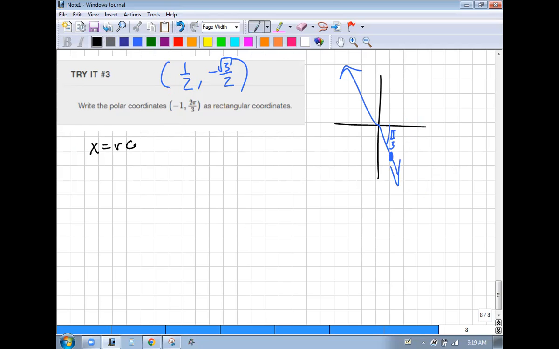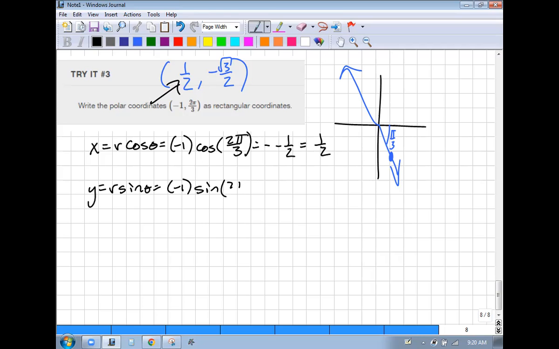X would be r cosine theta. R here is -1 with 2 pi over 3. Cosine of 2 pi over 3 is what, -1/2. So -1 times -1/2 is a half. That's what we got here. Y is r sine theta. The minus times sine of 2 pi over 3, which is √3 over 2, is what we got here, right? So the math works out.